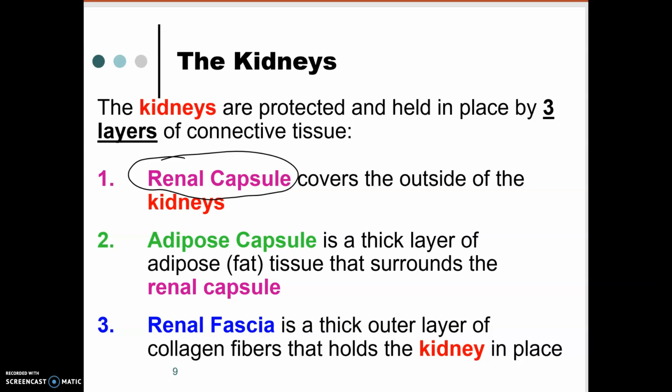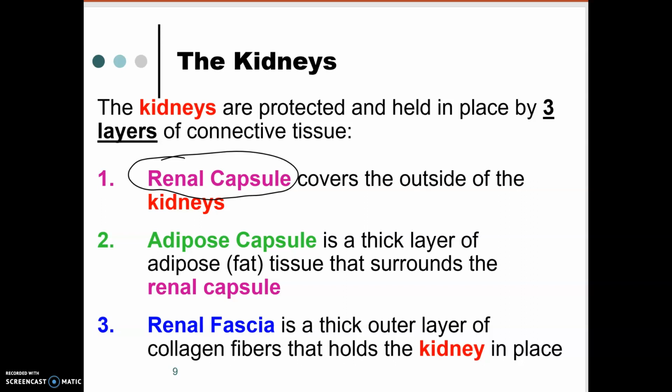On the outside of the renal capsule, you'll generally find a layer of adipose tissue. If you guys can remember back to your histology lab, adipose, of course, is fat tissue. So above the capsule, we're going to have a layer of fat, and that's going to add a layer of protection, shock absorption around the kidney.